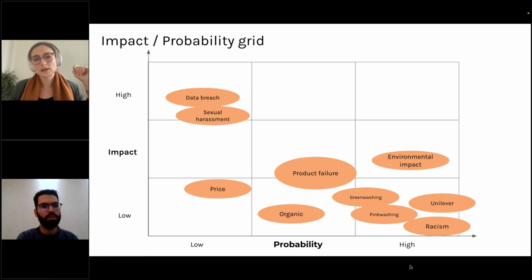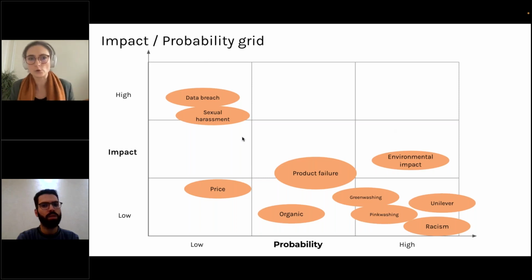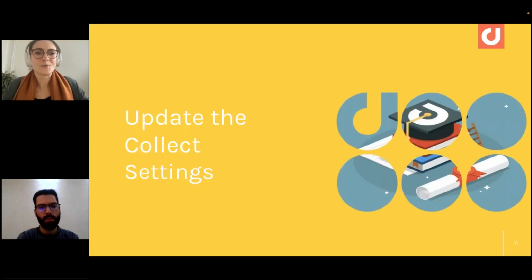So you can use this type of grid to decide which are the threats that you want to keep a close eye on. So this will be threats with high probability of happening, and also that risk to seriously impact the reputation of your brand. Okay, so this is for the introduction to risk management.